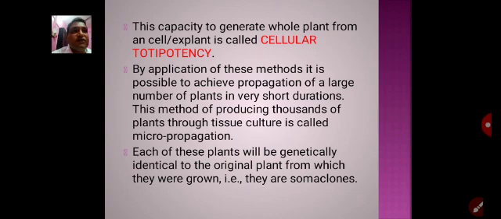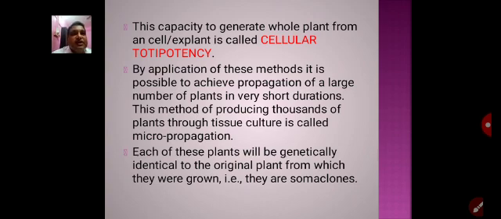This method of producing thousands of plants through tissue culture is called micro-propagation. In this method, we develop thousands of plants in a lab. One of the important characteristics of these plants is that they are genetically identical to the plant from where the explant is taken, because all the explants, the parts of the plant, are taken from the same parent.